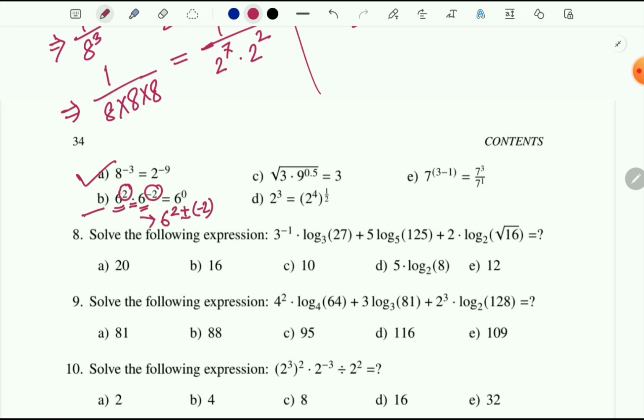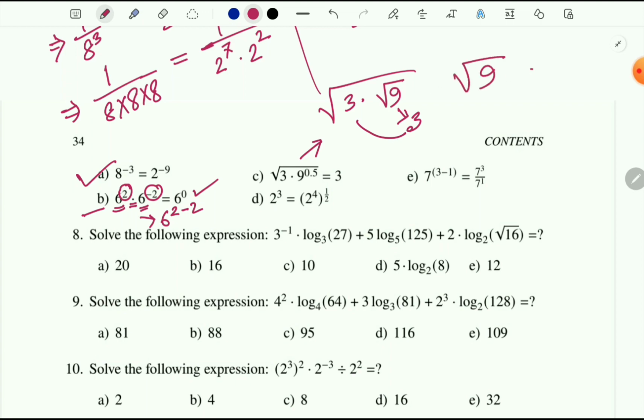This is correct. How about these options? √3 and 9 power 0.5. 0.5 means half, right? Half means square root. So square root of 9. Square root of 9 we can write 3. So 3 into 3 gives us 9. Square root of 9, which is again 3. So this also is correct.